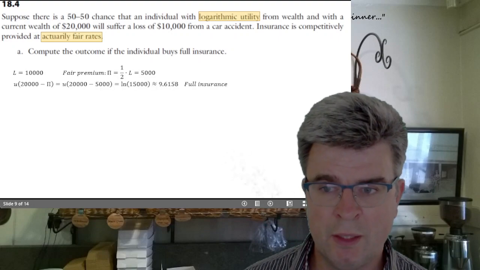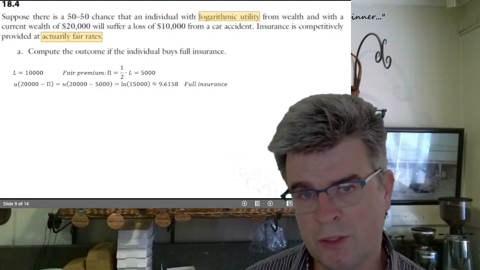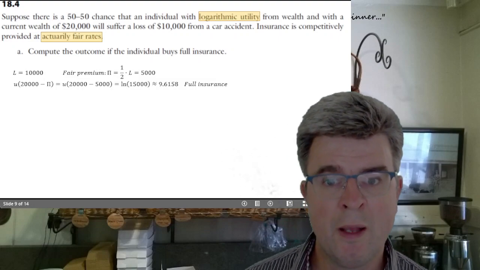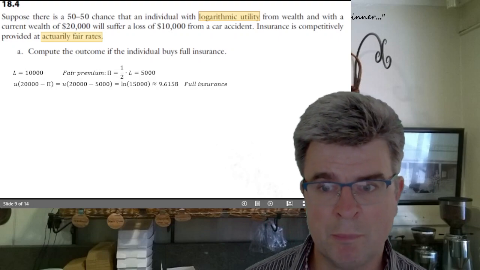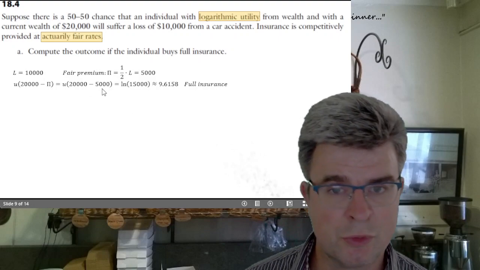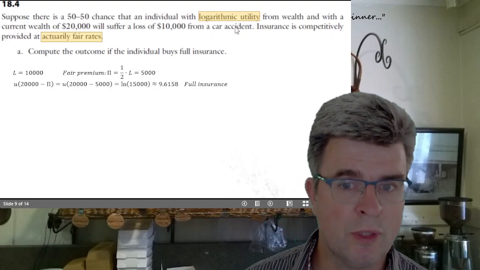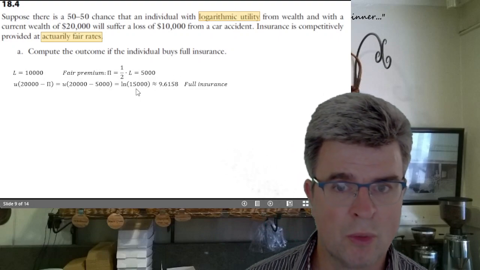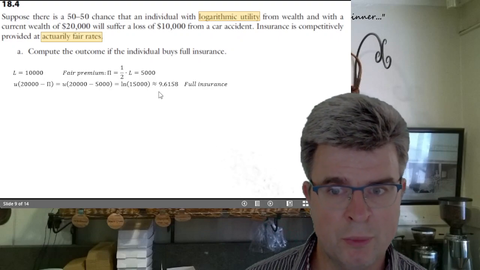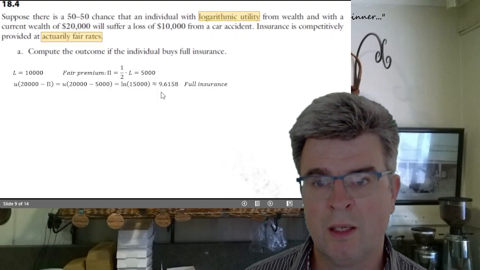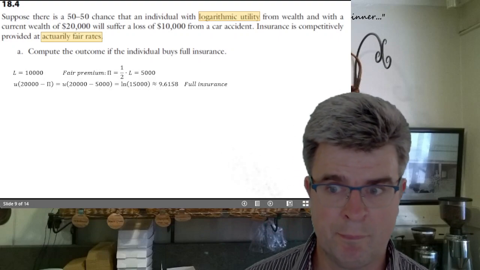In that case, he starts out with an initial wealth of 20,000. Then he pays a premium identical to 5,000, so his final wealth is equal to 15,000. He has a logarithmic utility function, so the natural logarithm of a wealth of 15,000 is about 9.61. And that completes question A.